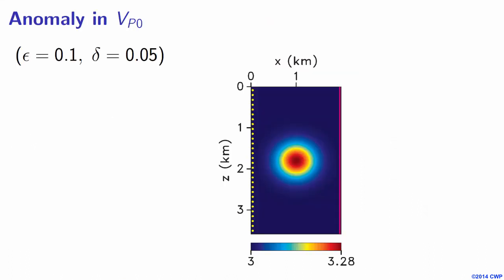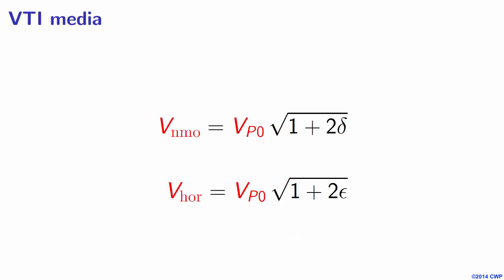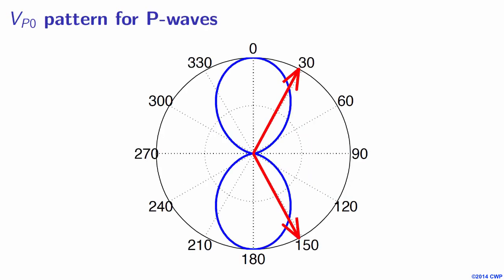Now we go to the anomaly in VP0. So we want an update in VP0 by 9%. So here again, an anomaly in VP0 results in anomalies in VNMO and V horizontal. So we want the inversion algorithm to update all 3 parameters, and it would depend on the radiation patterns for all 3 parameters. So let's look at the radiation patterns for these parameters.